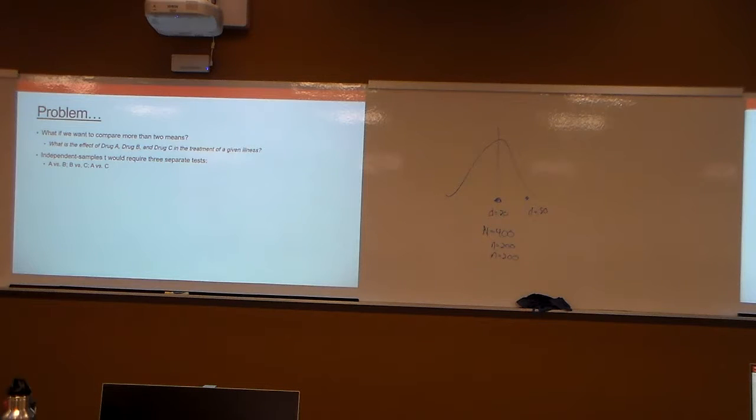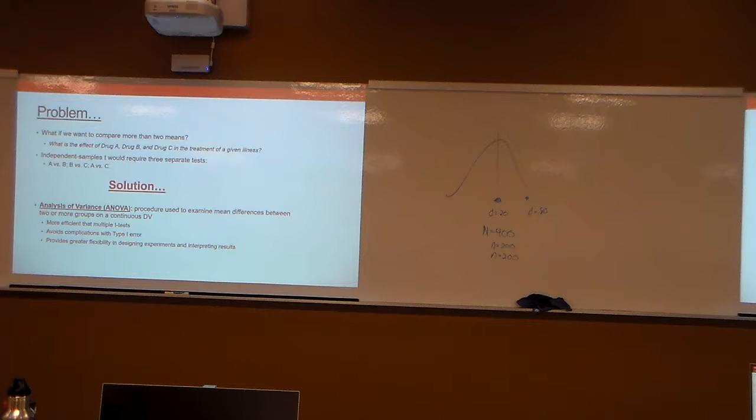The problem is, what if we need to compare more than 2 means? Let's say we're in a pharmaceutical trial and we have drug A, drug B, drug C. How do we test those? With independent sample t-tests, I've got 3 different tests: A versus B, B versus C, A versus C. That gets at these 3 differences, but it's limited in that I have to run multiple tests to get at all the differences.